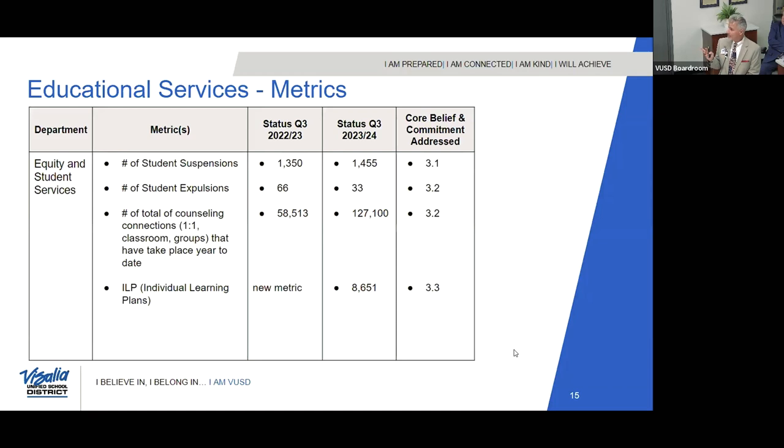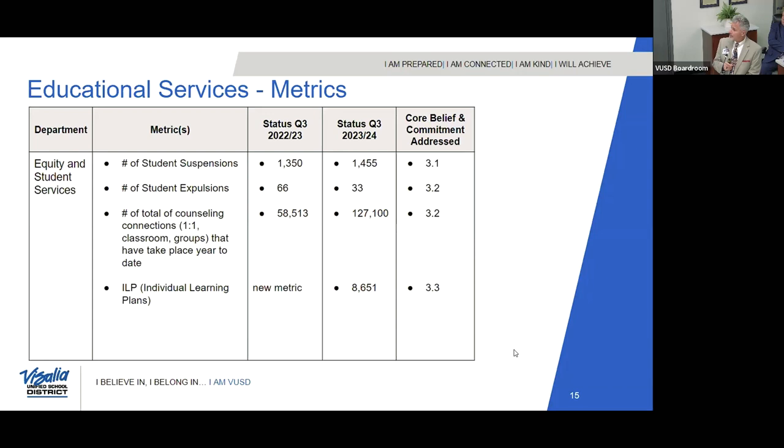A number I am excited about is that expulsion number, because what it's showing is that this time last year, we were trending at almost double where we are right now. So again, indicating to us perhaps the great things that are taking place at our school sites. So thanks especially to our school site principals and teams for the great work they're doing.